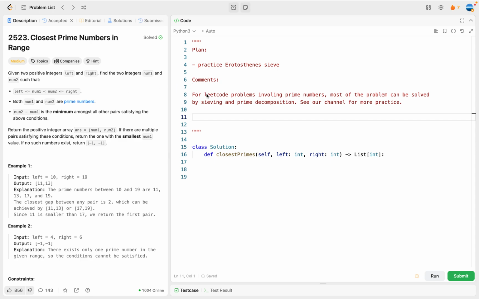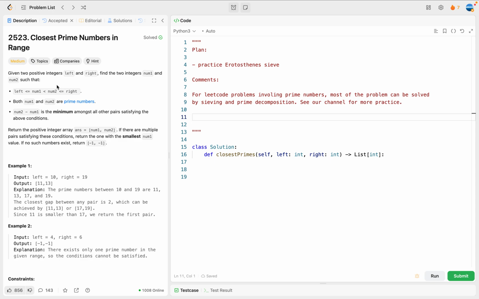For most of the LeetCode problems involving prime numbers, they typically can be solved by sieving and by prime decomposition. You can see our channel for more practice. So now let's focus on the current problem.